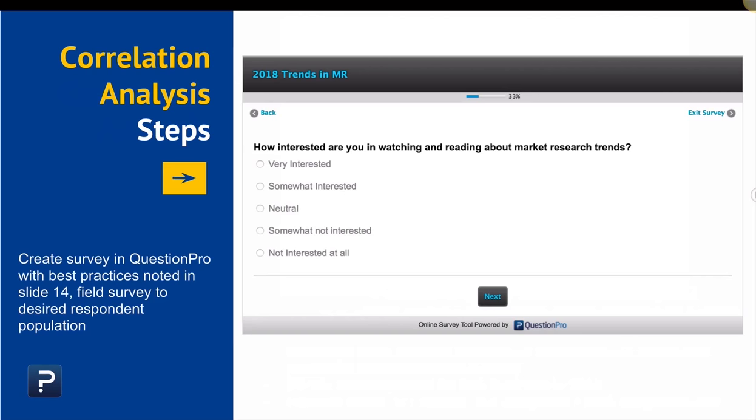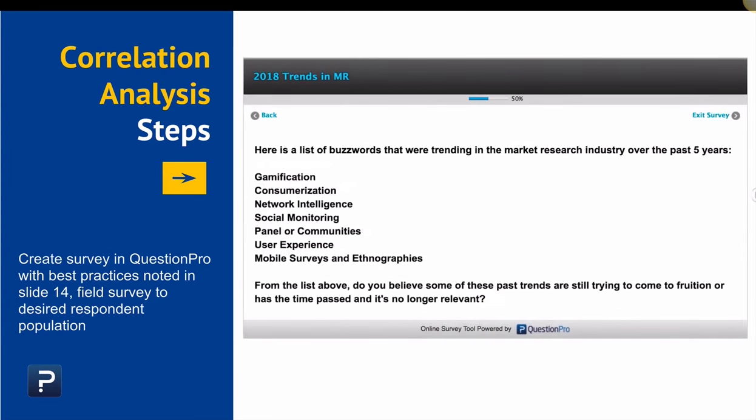How interested are you in watching and reading about market research trends? And we also asked them, here's a list of buzzwords that were trending in the market research industry over the past 5 years. We looked at gamification, consumerization, network intelligence, social media monitoring, panels, communities, user experience, mobile surveys, etc. From this list above, do you believe some of these trends are still trying to come to fruition, or has the time passed and it's no longer relevant? And so we had a series of closed-ended questions below, and captured their feedback on that.